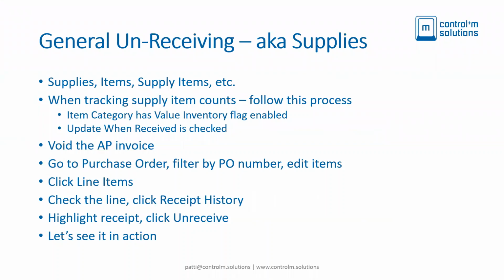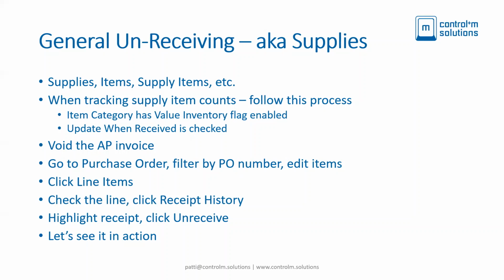All right, let's talk about supply items. Remember the maintenance kind of stuff. There are two ways to unreceive. The first is when you track quantities of a supply item. And that's driven by the flag called value inventory on the item category setup table and the flag marked update when you receive the supply item. You can use both methods to manage supplies. It's by supply item number. So you might need to use both of the methods that I'm going to show you.